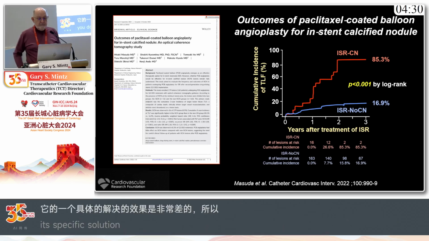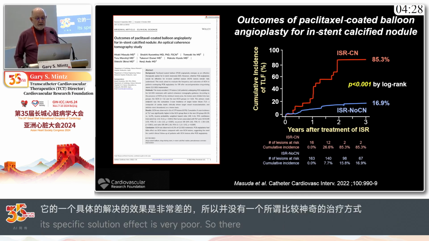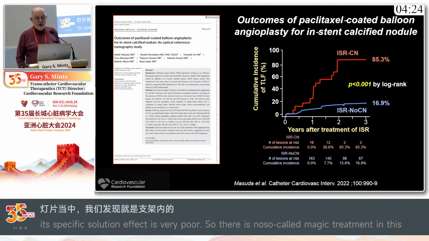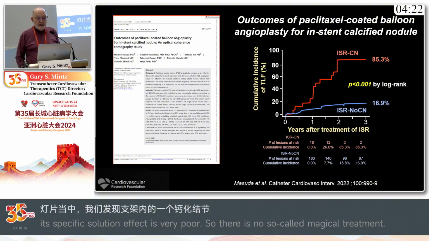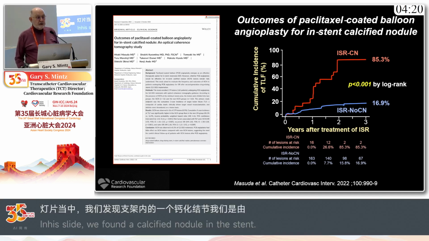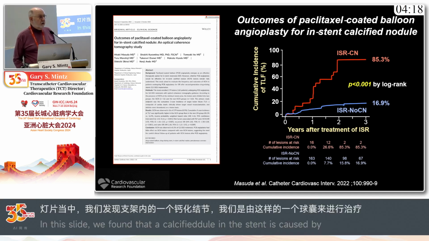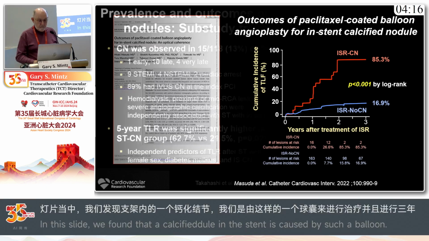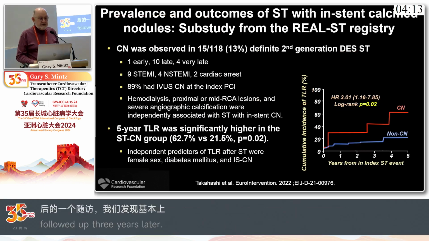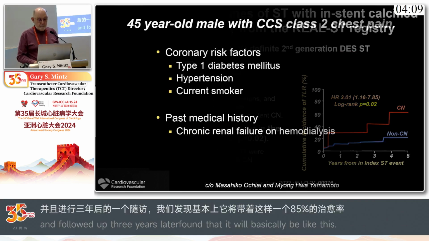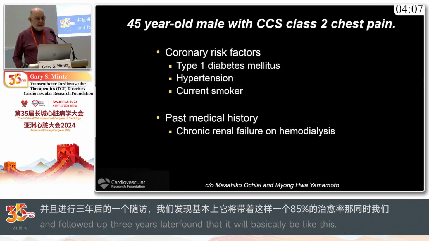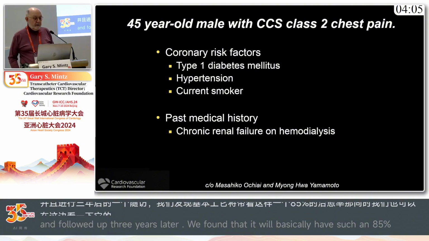This shows in-stent calcified nodule versus in-stent restenosis without a calcified nodule treated with drug-coated balloon, and the recurrence rate at 2 years is 85% in the drug-coated balloon group. The same thing, by the way, also holds with stent thrombosis. I'd like to finish with a case that illustrates this problem.